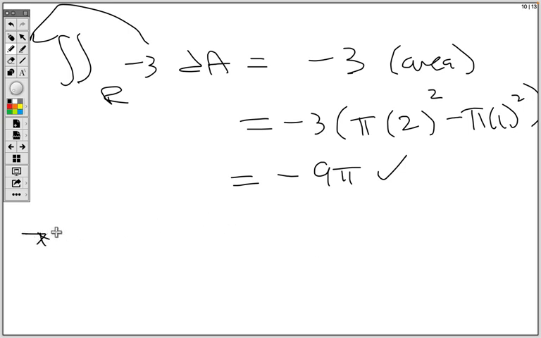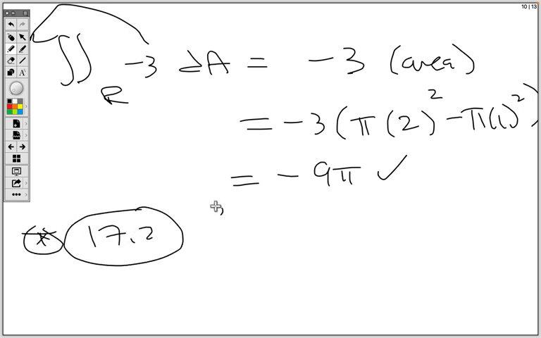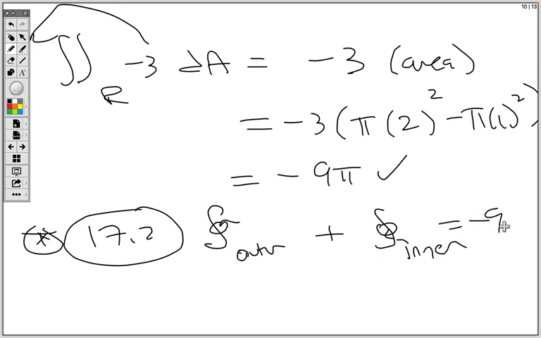Now, what you could do is just go back to section 17.2, and you can do the integral along the outer circle, right? And then add the integral along the inner circle, going the other way, and show that that adds up to -9 pi. So you can check your answer on this one. It's not too bad. The parameterizations are pretty good on that.